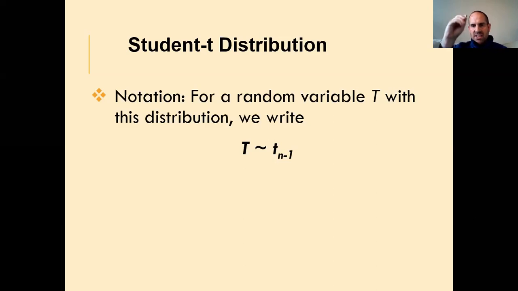And then you write little t for a student t-distribution, sub n minus 1. And again, just to remind you, that sub n minus 1 is nu, the Greek letter nu. That is the degrees of freedom. Okay. All right.